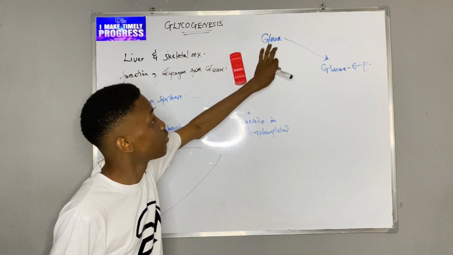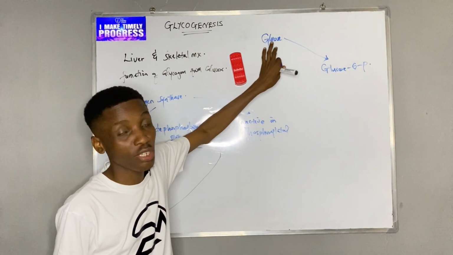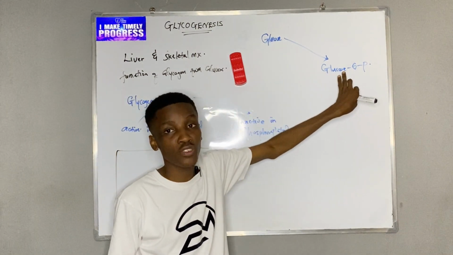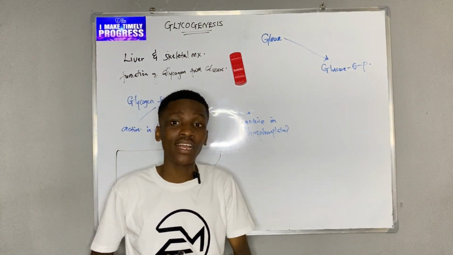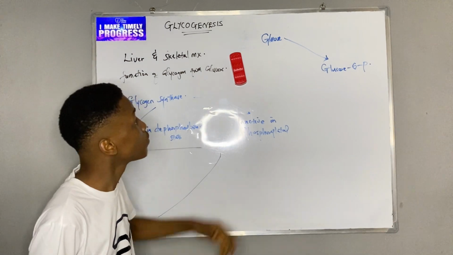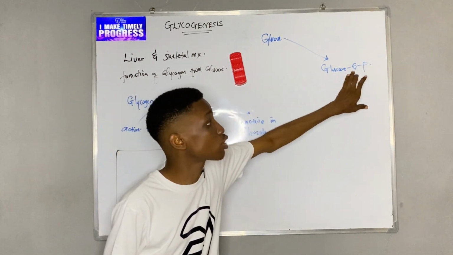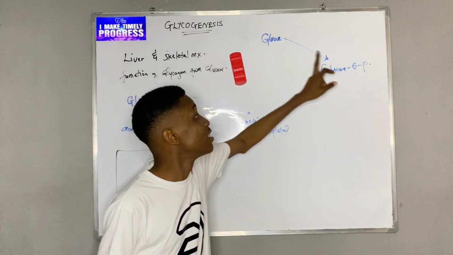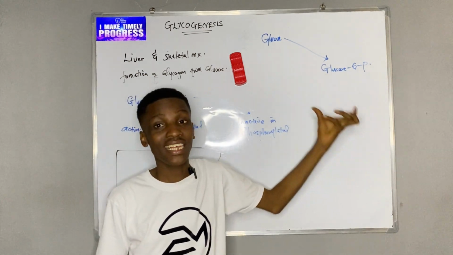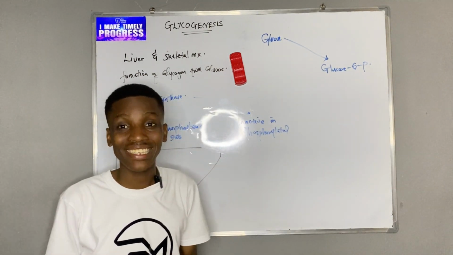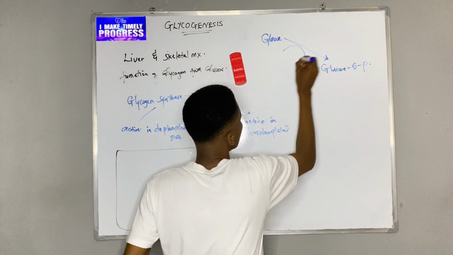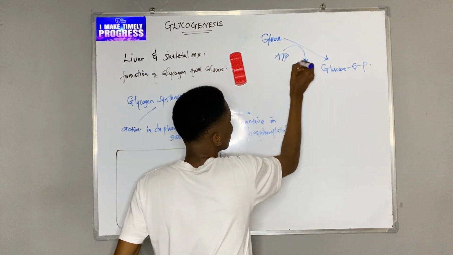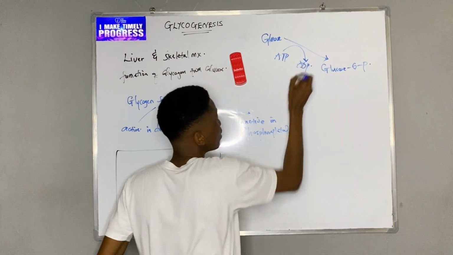And if you observe, glucose here is without a phosphate, but glucose 6-phosphate, from the name, has a phosphate. And like we mentioned in our glycolysis video, for there to be an addition of phosphate, there is a source for the phosphate. In this case, the source of phosphate is ATP. The source of phosphate is ATP. So what happens? ATP is hydrolyzed to give ADP.